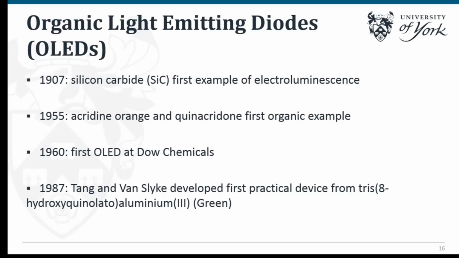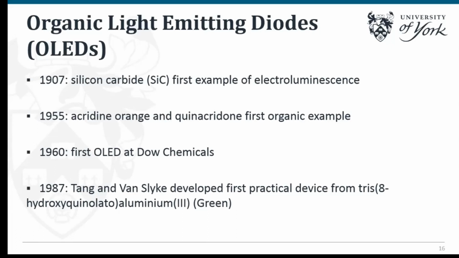And inevitably, once they discovered that, sooner or later someone tried to put it in an LED in the 1960s, when a group of chemists at Dow Chemicals managed to come up with a prototype OLED. Unfortunately, it wasn't very practical because it required voltages of over 100 volts to actually work. So nice try, showed it's feasible, but personally I wouldn't want to use it.